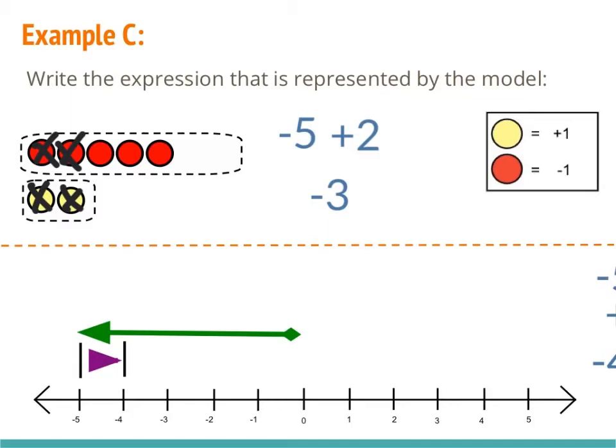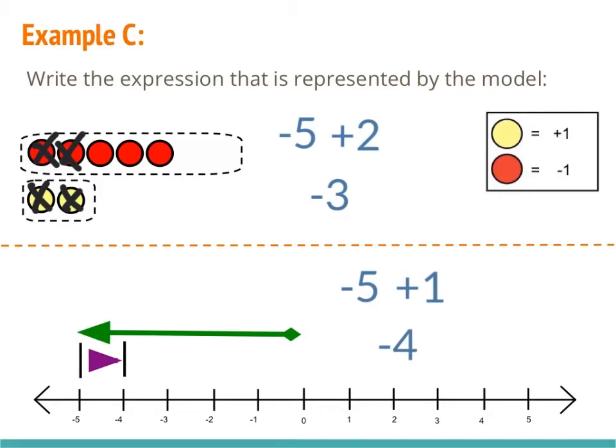Now let's take a look at my number line model. My number line down there at the bottom, my first arrow goes from 0 to -5. So I know my first number is -5. And then my second arrow is very tiny, but it goes from -5 to -4. So it only goes one space in the positive direction. So I know that number is +1. So then I'm going to cancel out, or in this case, the number line model stops right at -4. So I know my answer is -4.